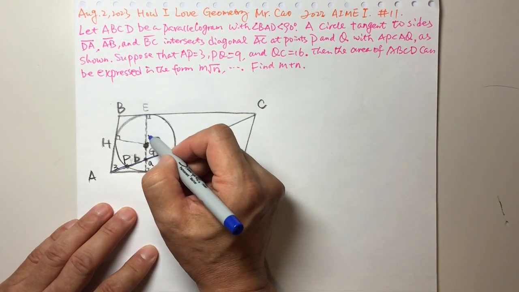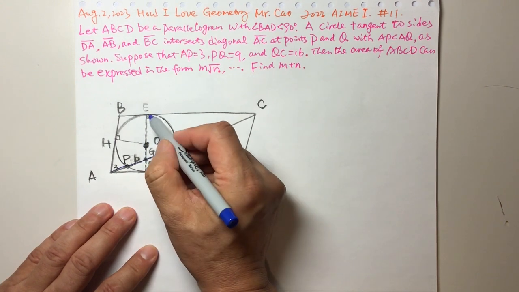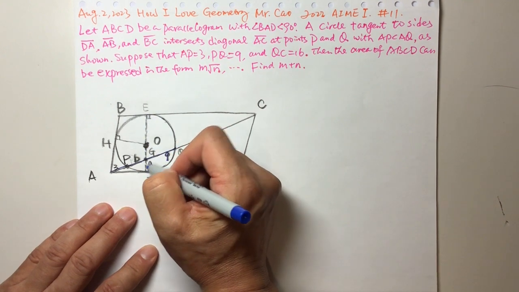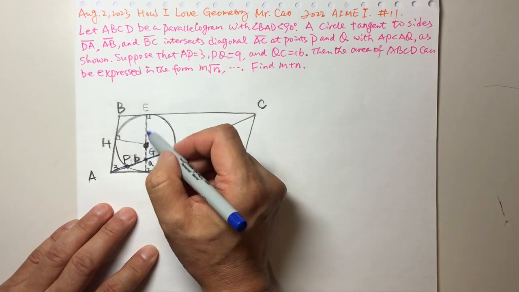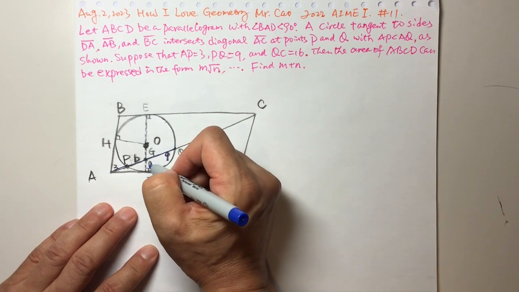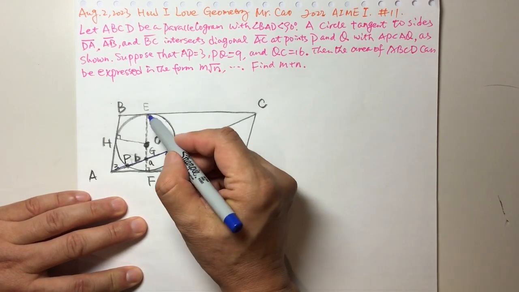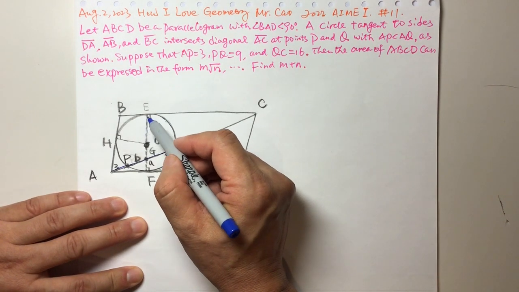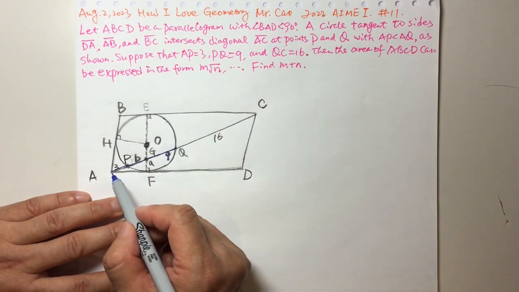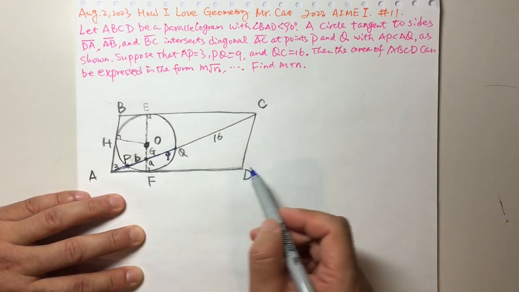So this is 90 degrees, and BC is parallel to AD. So E, O, F must be collinear. It means these 3 points are on the same line, and EO and OF are the radius, and EF is the diameter. So we just need to find the radius or the diameter EF, which is the height of this parallelogram.